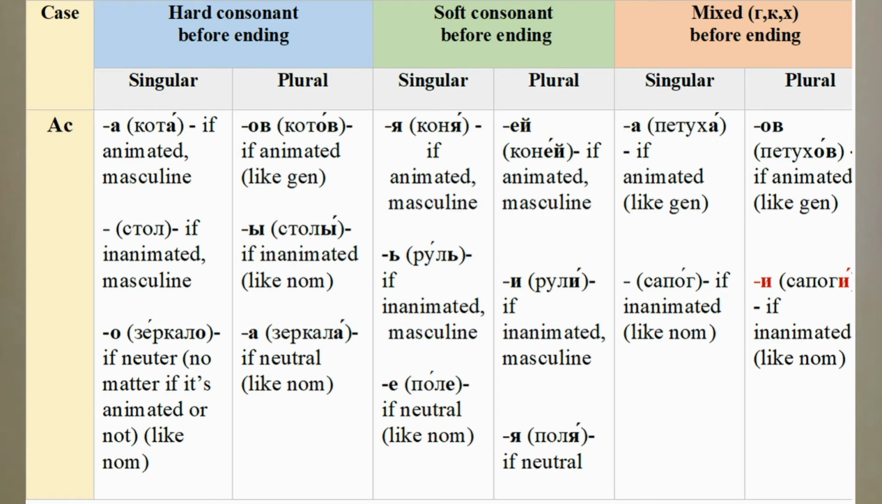And about soft versions, it will be the same. If it is animate, it will be not ending а already, but я, коня. And if the word is inanimate, it will be the soft version of the zero ending, so it will be a soft sign at the end. For example, руль. Soft sign at the end.